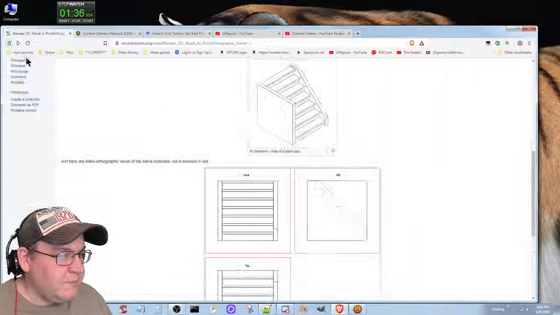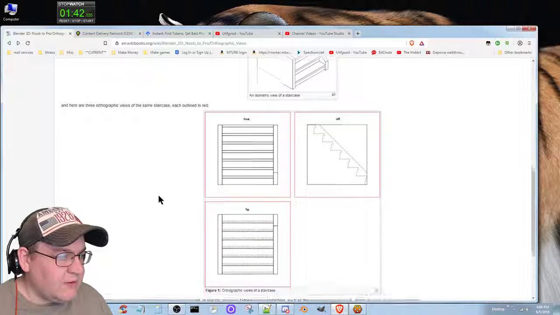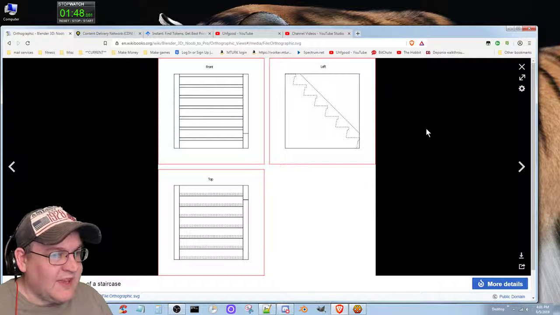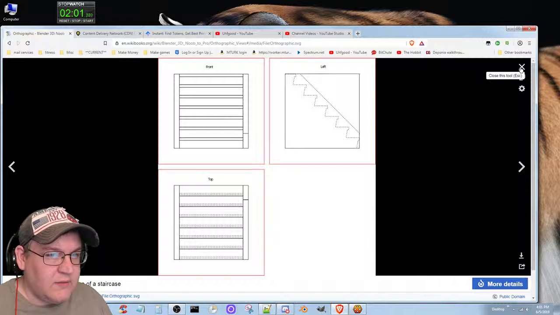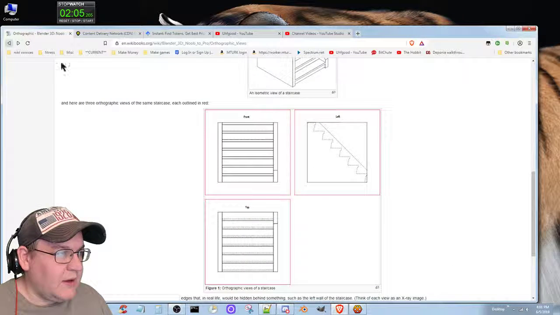Got that. Here are three orthographic views of the same staircase outlined in red. So it's basically directly on front, left, and top, or bottom, or whatever. It's just dead on, right? So parallel, horizontal, horizontal, vertical. That's it. Of course, this is diagonal, but you get the idea. Okay, so got it.